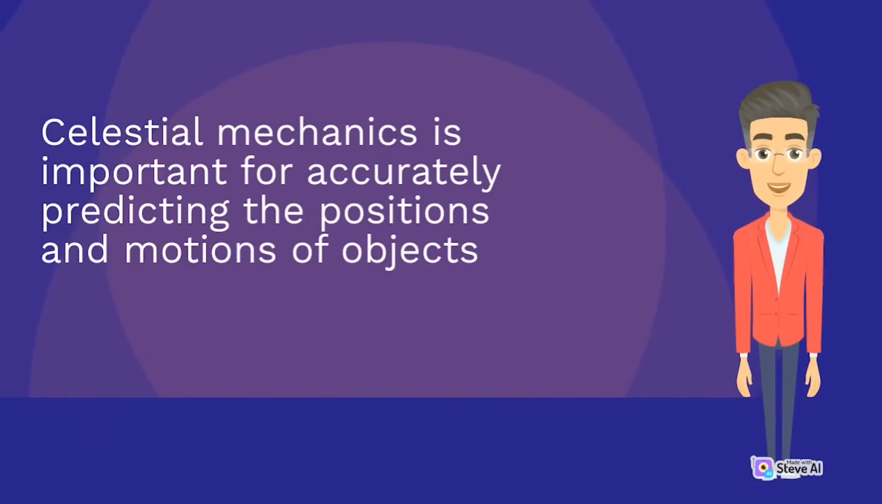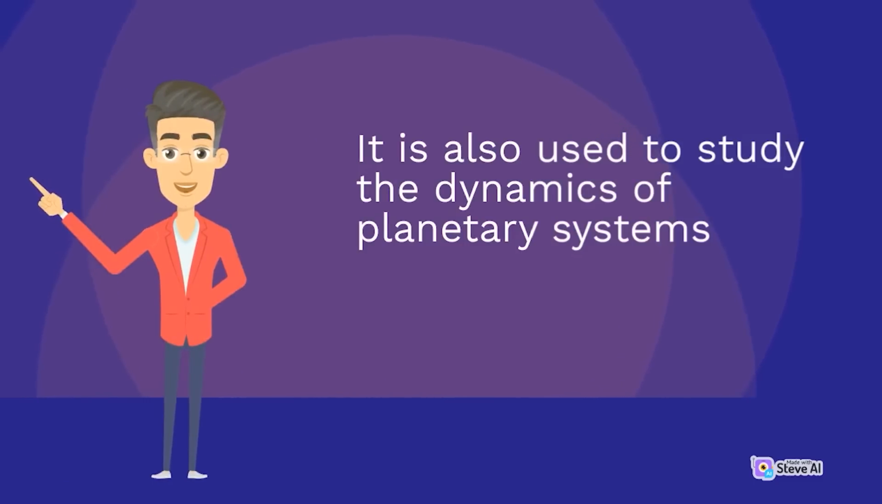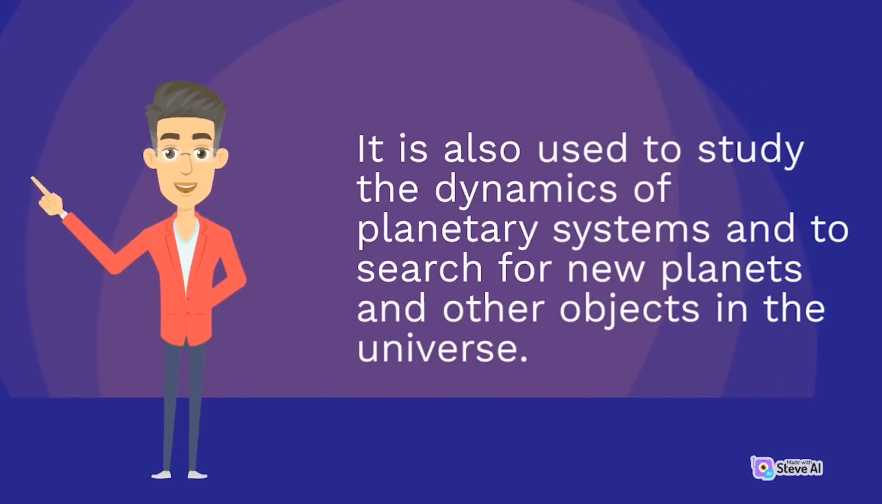Celestial mechanics is important for accurately predicting the positions and motions of objects in the solar system, including planets, moons, and asteroids. It is also used to study the dynamics of planetary systems and to search for new planets and other objects in the universe.